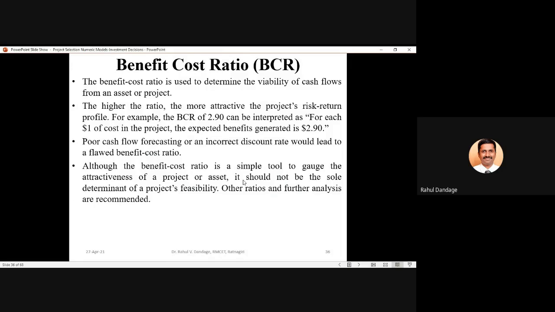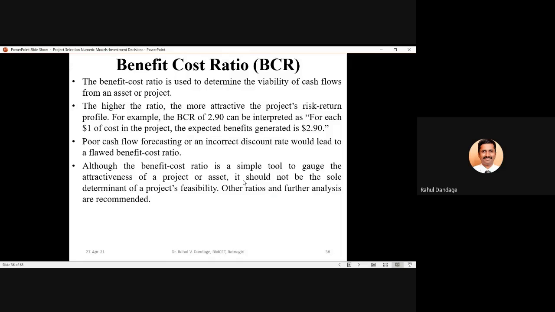So benefit cost ratio is used to determine the viability of cash flows from an asset or project. The higher the ratio, the more attractive the project's risk return profile. A BCR of 2.90 can be interpreted as, for each $1 of cost in the project, expected benefits generated are $2.90. So that is how we can interpret the results of this benefit cost ratio calculation.